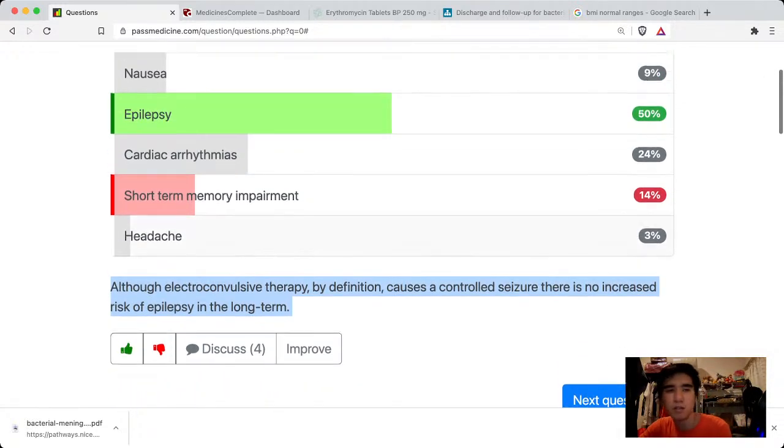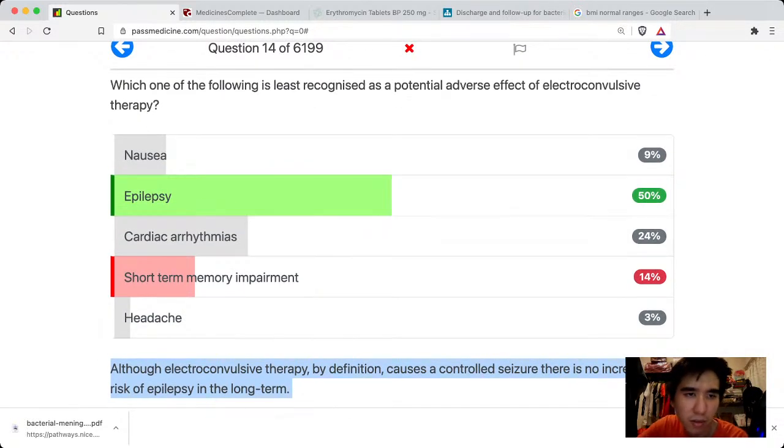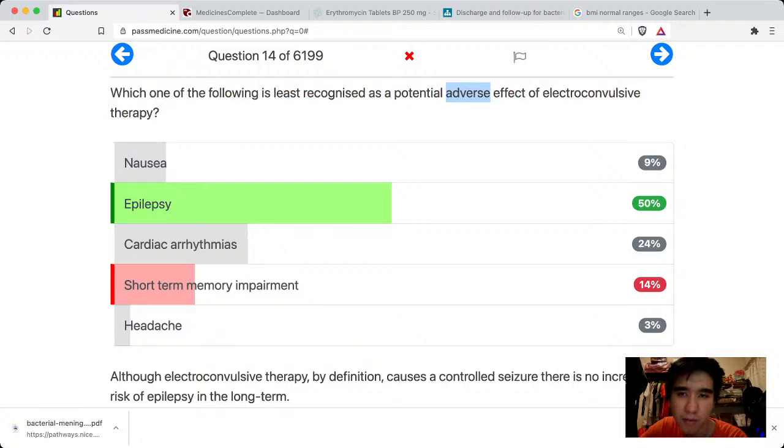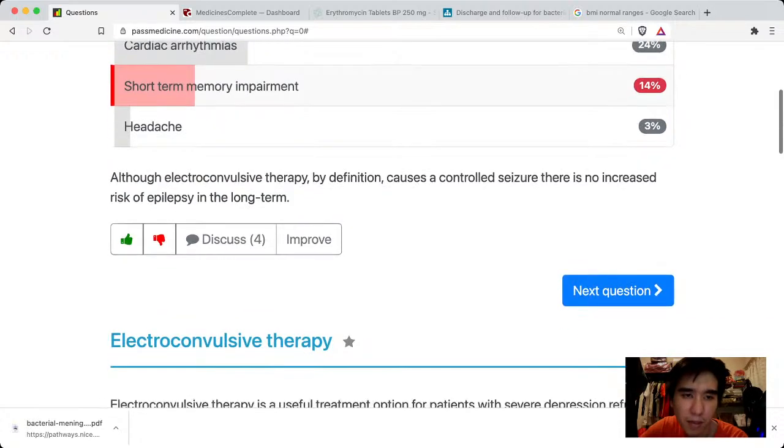Okay, the key here is knowing the other side effects. So nausea is definitely a side effect. Cardiac arrhythmias as well. Short-term memory impairment is a commonly known side effect, that's why I know it. And headache. And epilepsy is the odd one out. That's why that's the answer. It's probably not a potential adverse effect of electroconvulsive therapy.